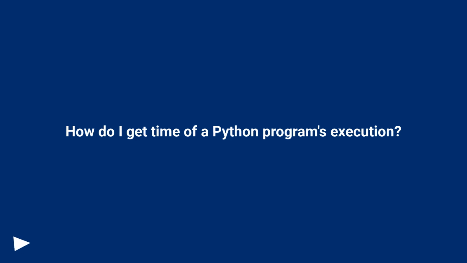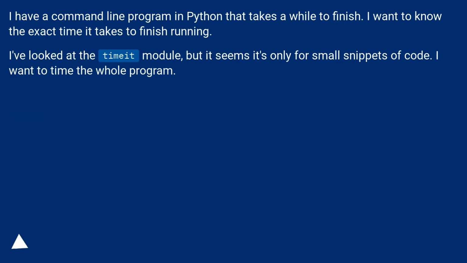How do I get the time of a Python program's execution? I have a command line program in Python that takes a while to finish. I want to know the exact time it takes to finish running.